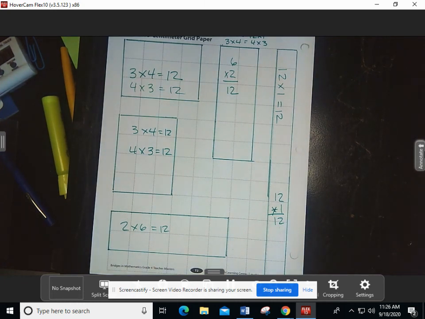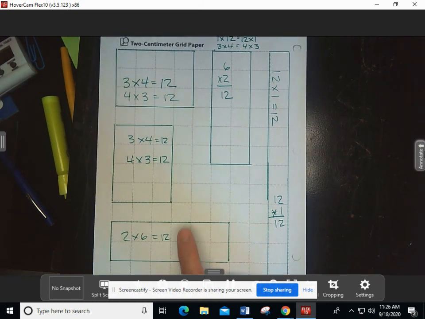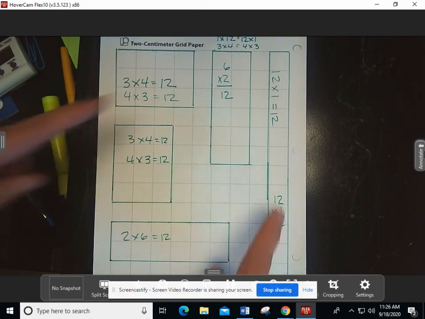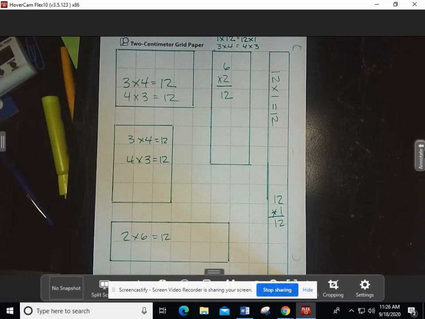Next week, when we begin this, I'm going to demonstrate what to do if you have a product larger than 12, because this paper is only 12 inches or 12 squares long. And next week, you're going to be assigned partners. Well, actually, you're going to be doing table groups, table partners. You're going to work on finding the factors.